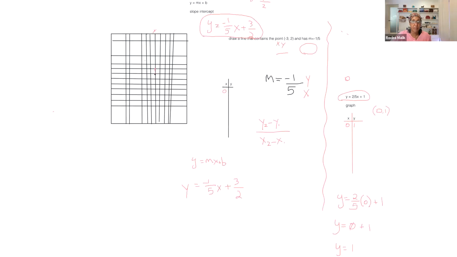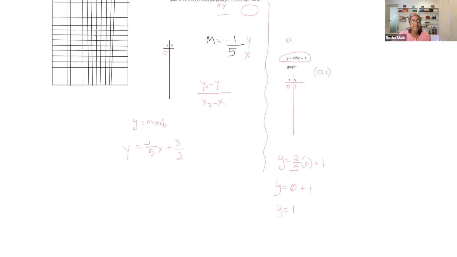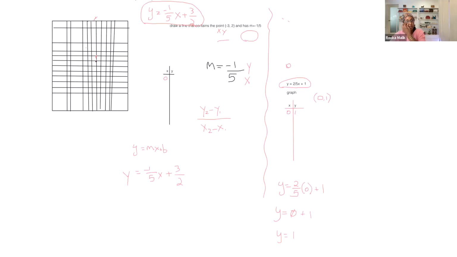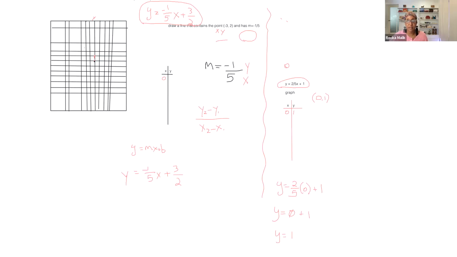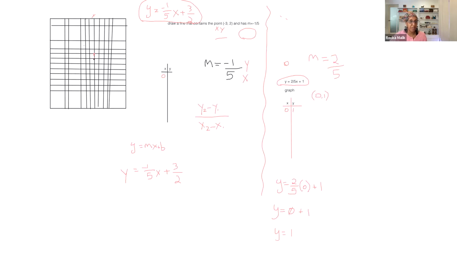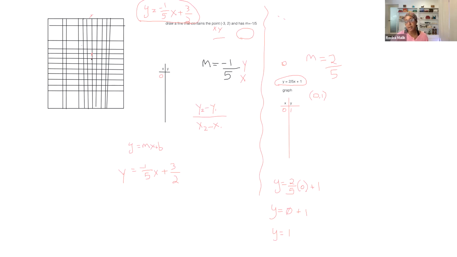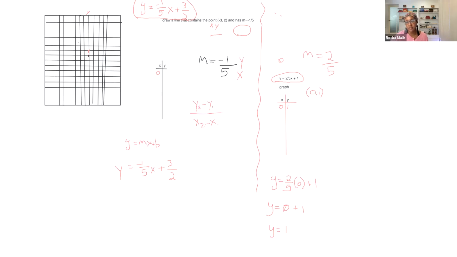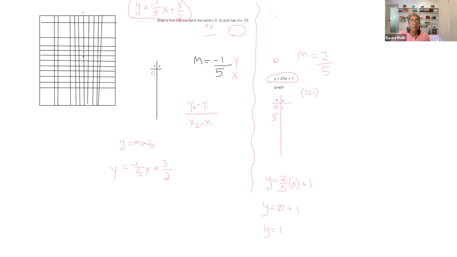So from my point 0, 1, I can either move the way the slope tells me to move, which would be 2 up and 5 across, or I can pick another point, and maybe I pick x is 5. When x is 5, what's the value of my y? So I just write the equation again and I plug in 5 for x.